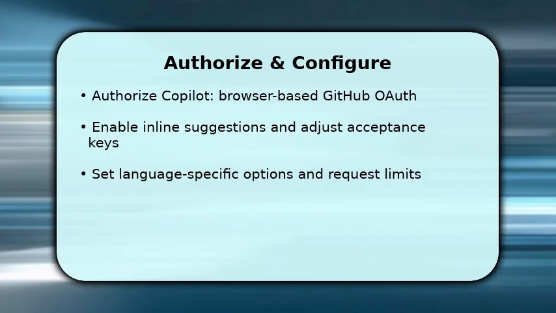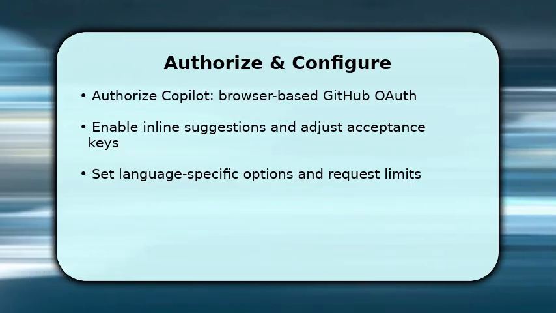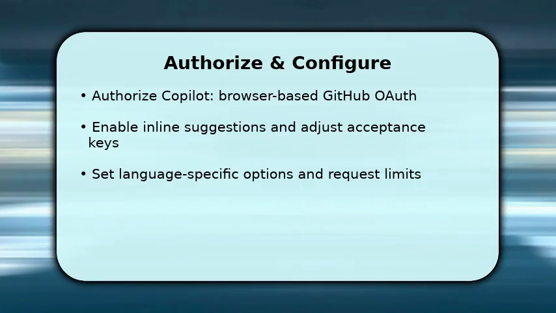After authorization, return to Visual Studio and open Tools, Options, GitHub Copilot to enable inline suggestions and choose how suggestions appear. You can change key bindings for accept/reject and adjust language-specific behaviors and suggestion frequency. Make these choices now so suggestions match your coding style and workflow.